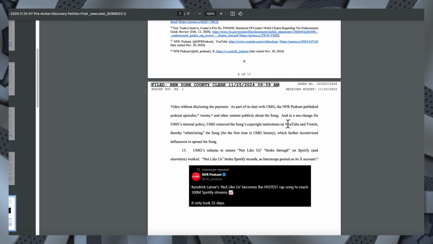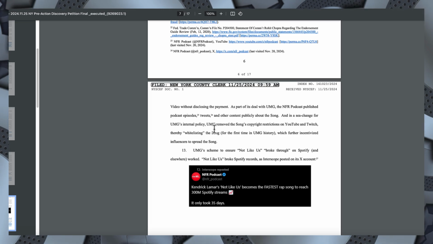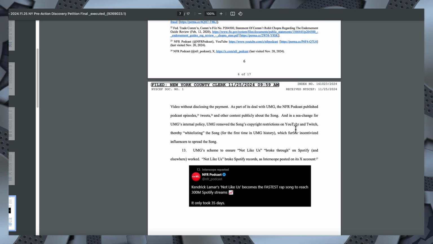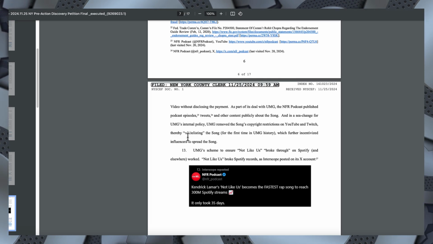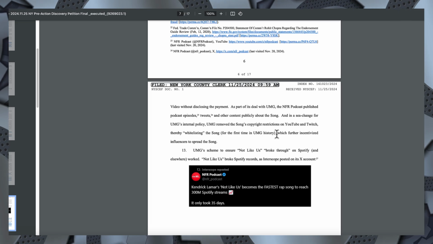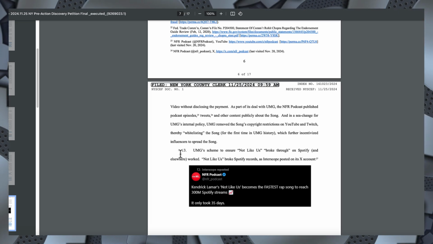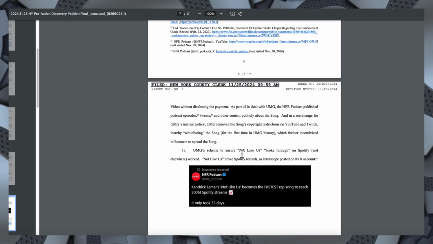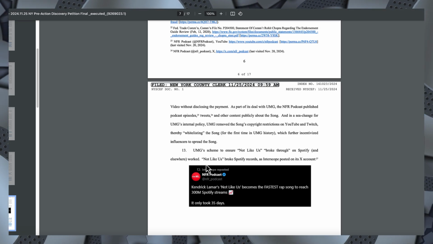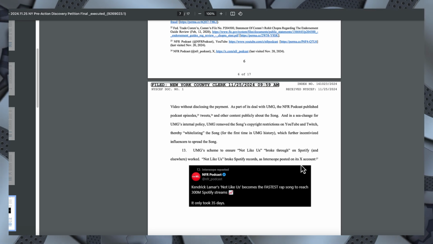As part of its deal with UMG, the NFR podcast published podcast episodes, tweets, and other content publicly about the song. And in a sea change for UMG's internal policy, UMG removed the song's copyright restrictions on YouTube and Twitch, thereby whitelisting the song for the first time in UMG history, which further incentivized influencers to spread the song. UMG's scheme to ensure Not Like Us broke through on Spotify and elsewhere worked. Not Like Us broke Spotify records, as Interscope posted on its X account.